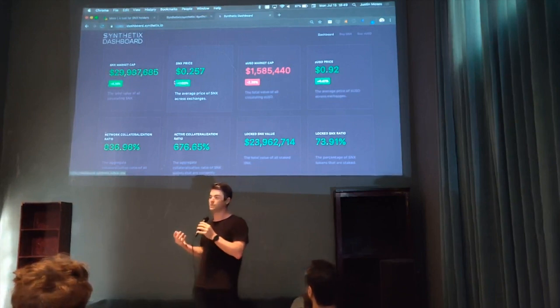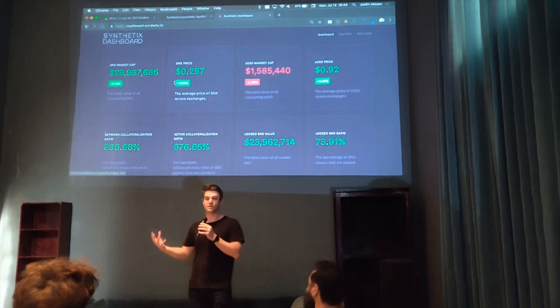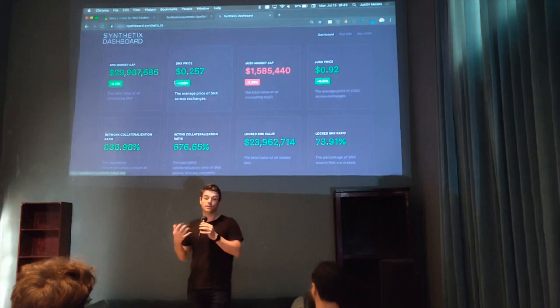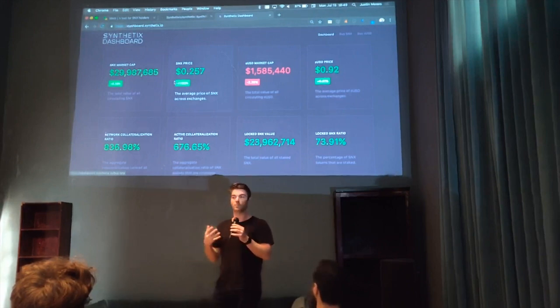So we essentially said, okay, how can we bootstrap this network, right? How can we get people to start to stake the system? Because at that point, it was basically the team and our foundation that were the only people staking.